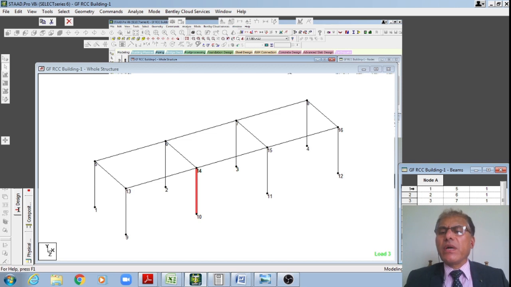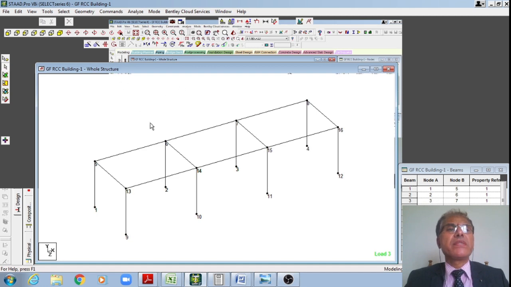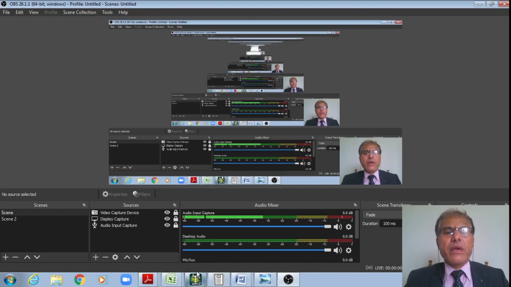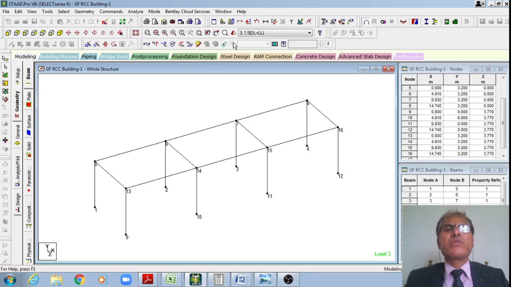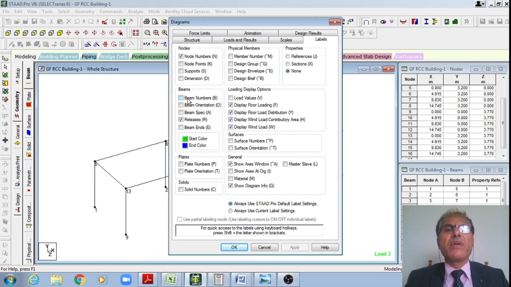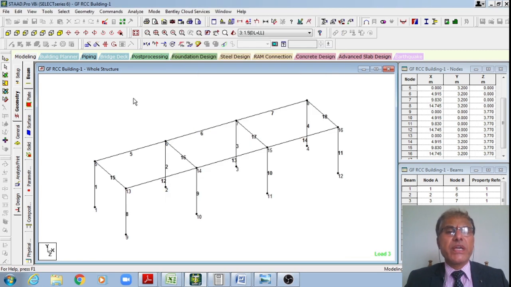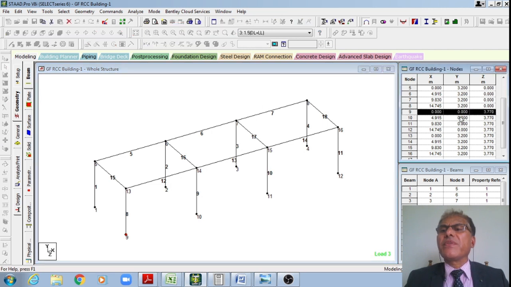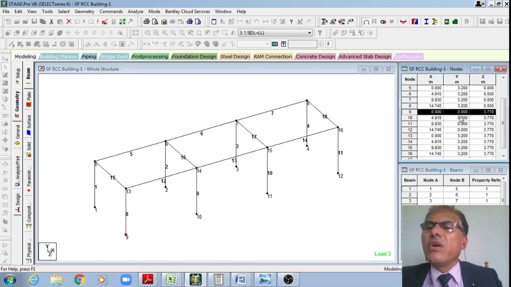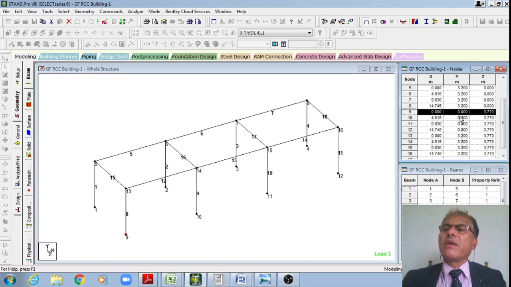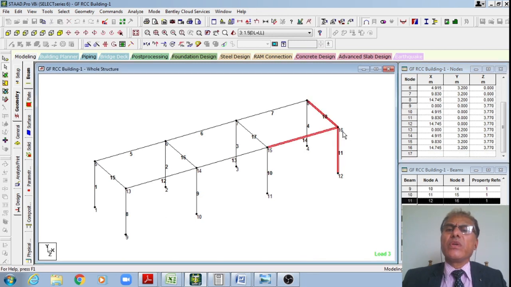Then I'll go to the top, the element connectivity table, right? Let me just initiate the number of the beams. That is just initiated, right? Then I'll give node 9 at a distance of 0, 0, 0, 3.77, right? Like that, I'll assign the other nodes up to the 16th node.